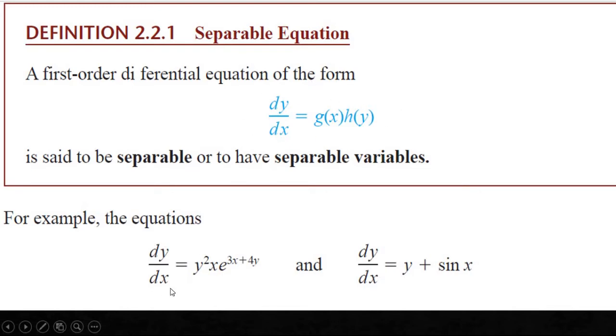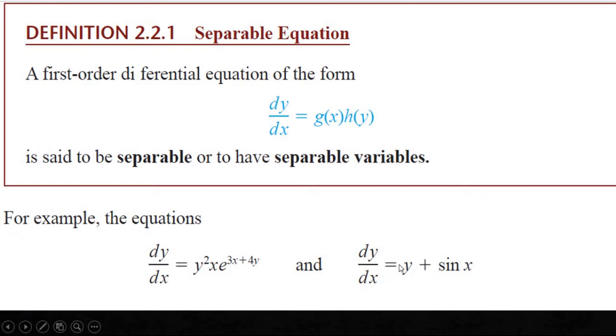For example, consider the equation dy over dx is equal to y squared x e to the power 3x plus 4y. Can we say this one is a separable equation? Let's check. Can we write this differential equation in the form g(x) multiplied by h(y)? In this case, g(x) is equal to x e to the power 3x, and h(y) will be y squared multiplied by e to the power 4y.